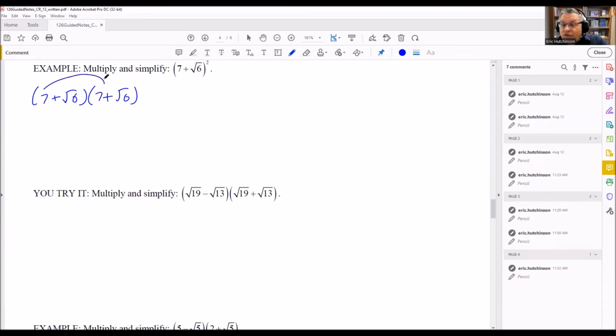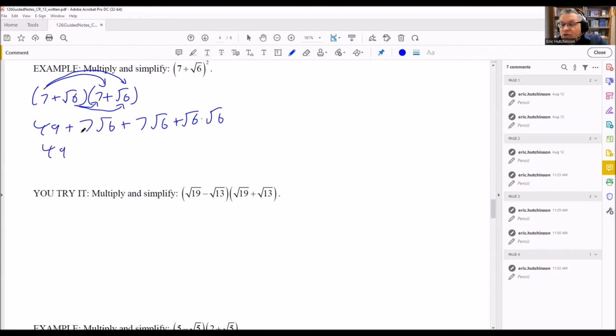So now we're going to do the first terms. We have 7 times 7 is 49. And then we have 7 times square root of 6, which is just going to be 7 square root of 6. We have the inner terms. That's going to be another 7 square root of 6. And then we have the last terms, square root of 6 times square root of 6. Okay, so that'll be a plus there.